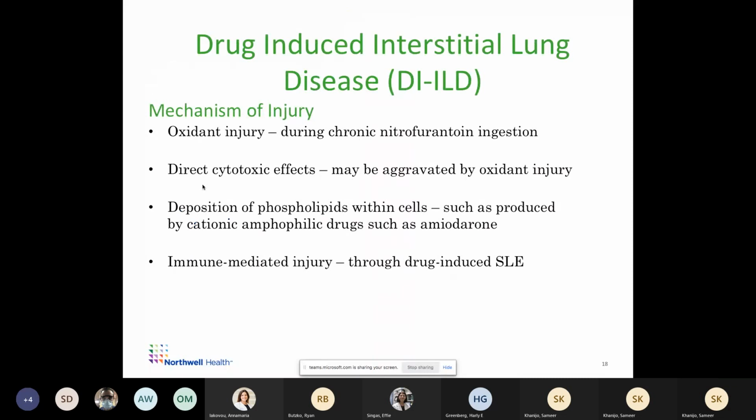The mechanism of injury may be related to oxidant injury, which is seen with chronic nitrofurantoin ingestion, and direct cytotoxic effects, which can be aggravated by the oxidant injury. It may be related to deposition of phospholipids within the cells, which is one of the mechanisms thought related to amiodarone, and then immune-mediated injury, which is one of the mechanisms for drug-induced lupus.